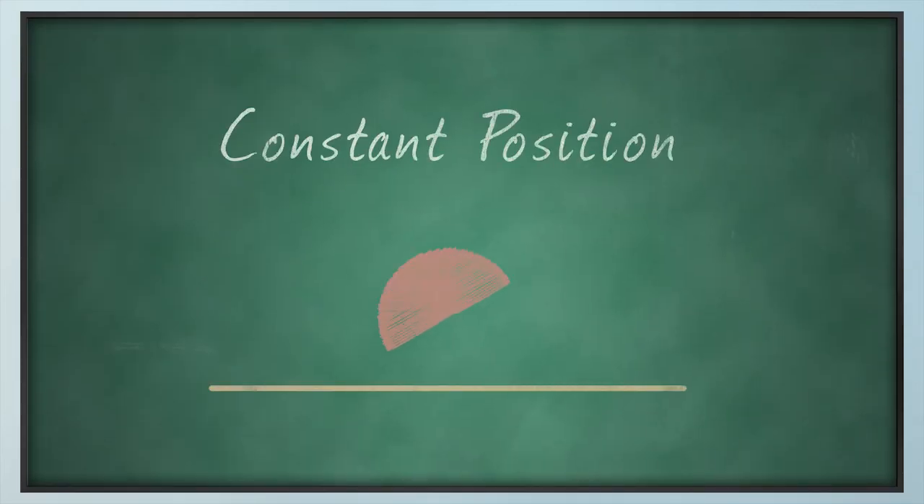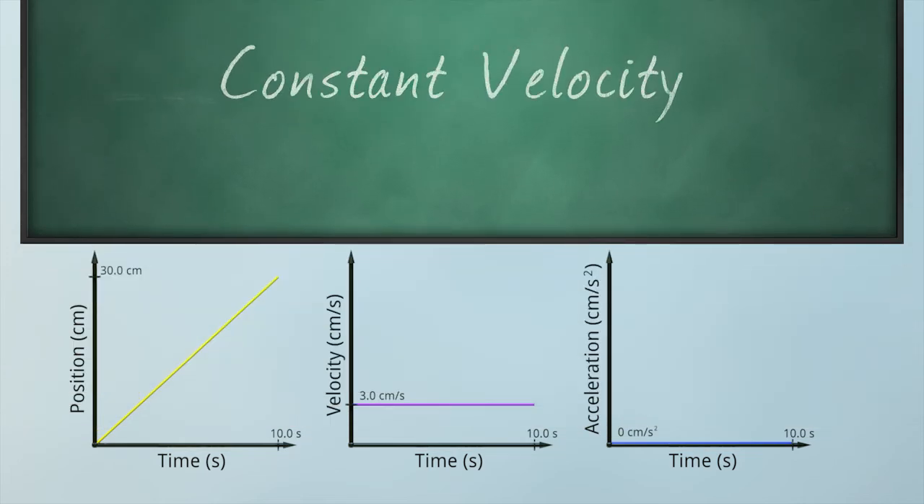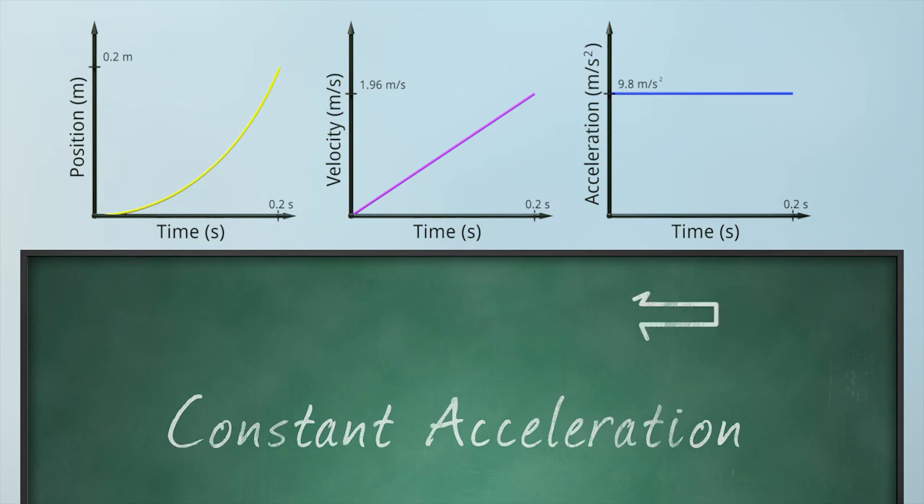The first thing we looked at was a ball resting with constant position. We then looked at a ball with constant velocity. By using the slope method, we saw how from only the position-time graph, we could figure out what the velocity and acceleration graphs look like. Now we have just finished looking at constant acceleration, and learned that by using the area under the line method, we could work backwards to determine what the velocity and position graphs must have looked like.